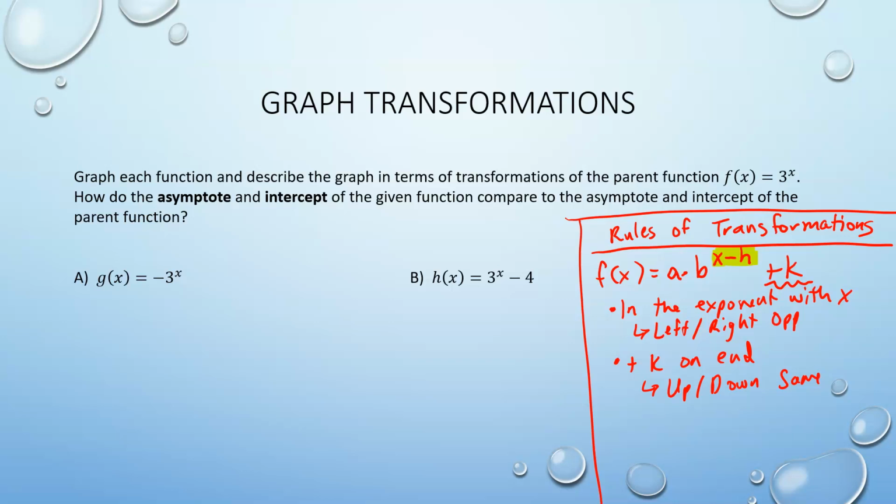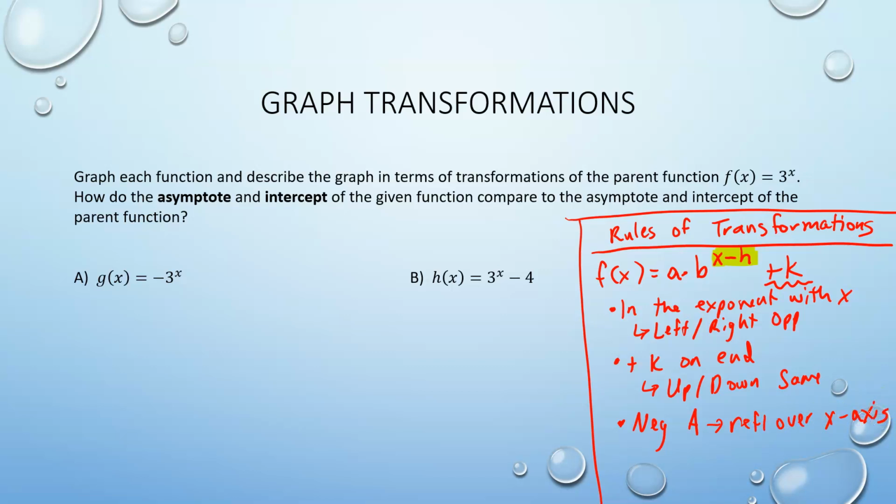Those rules haven't changed. Okay, don't forget also a negative a, because that's outside of the x value, right? So a negative out front, that is multiplication, which is going to be a reflection. And because it's not with the x, it reflects it vertically. So that would be a reflection over the x-axis.